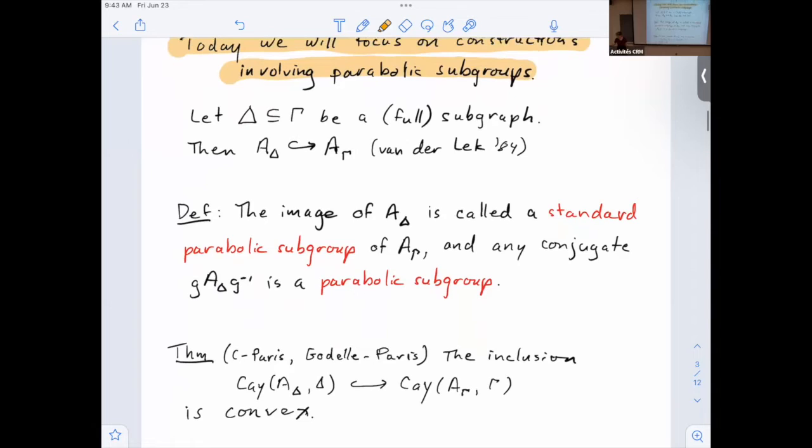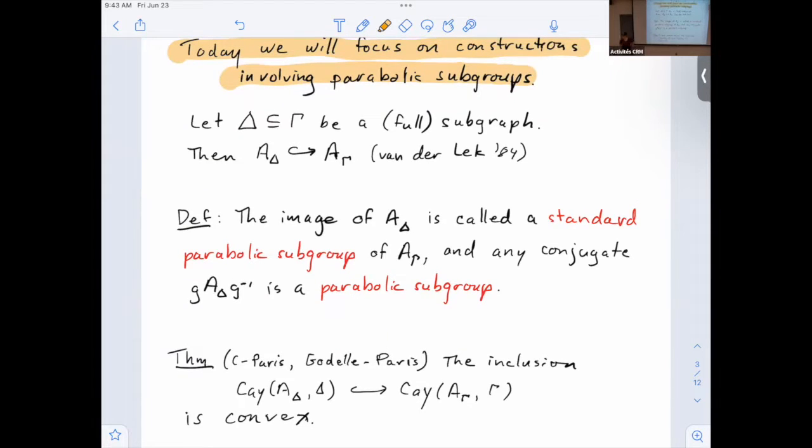It turns out it's a non-trivial theorem by van der Lek back in the 80s that there's an obvious map from the Artin group generated by this subgraph delta to the Artin group generated by gamma. You just take the generators to the corresponding generators. It's not entirely obvious that this is injective on the whole group, but it turns out it is, and that was a theorem of van der Lek. And we call the image of this group, which we'll also call A delta, the standard parabolic subgroup, and then a parabolic subgroup is any conjugate of a standard parabolic subgroup. So they're just smaller Artin groups sitting inside these big Artin groups.